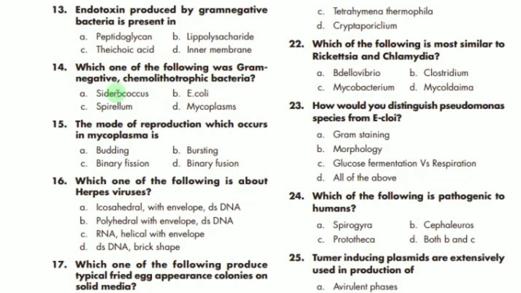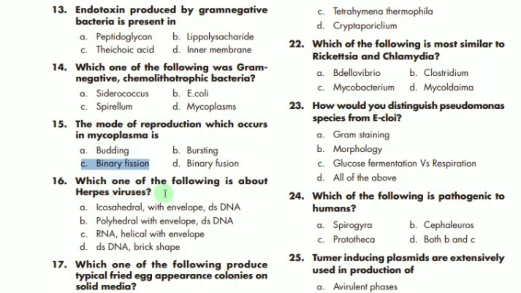So MCQs number 14, the correct option is B, E. coli. Okay, E. coli, B is the correct option. MCQs number 15 says that the mode of reproduction which occurs in mycoplasma. So mycoplasma is mostly reproduced by binary fission. So C is the correct option.